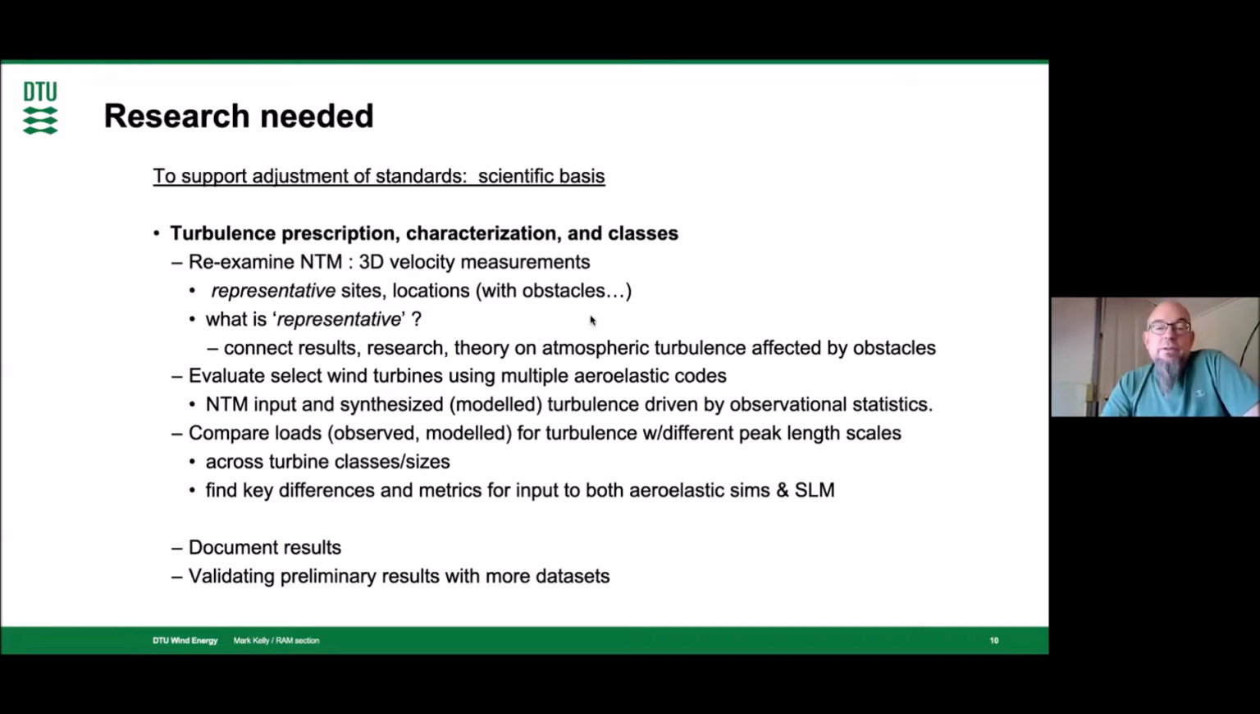With the aeroelastic codes that are available, we have to see how much load ends up coming out for various inputs, with different turbulence model input. And so the loads need to be compared. Another thing that needs to be treated is different peak length scales in different places. More sonic anemometer measurements can drive this. This is research stuff. And then in the end, we get different metrics for both aeroelastic simulations and simplified load models. That's what we want to find. All this, of course, has to be documented and then redone, iterated with more and more data sets.